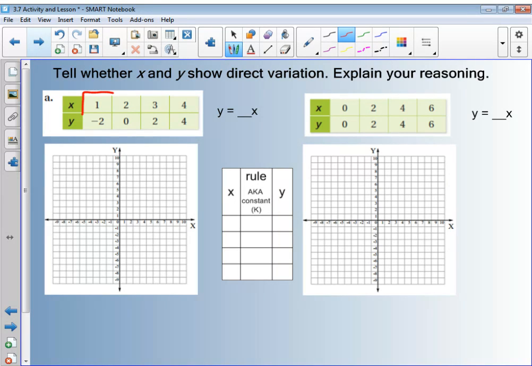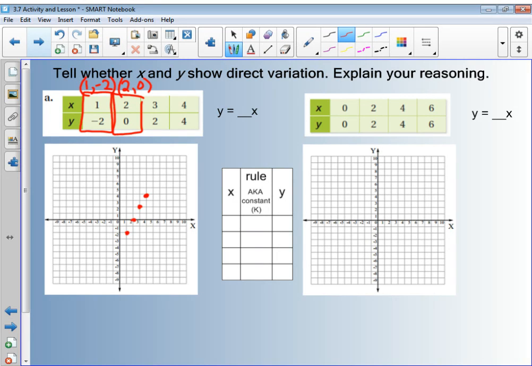When we graph these, this set right here is the same as saying 1, -2. So that's our set of coordinates. It's just a different way that they've set up a table. This next one would be 2, 0, and so forth. So we're going to plot these. I'm going to go over to 1, down to -2 and put my dot. Over to 2, stay at 0. Over to 3, up to 2. And over to 4, up to 4.